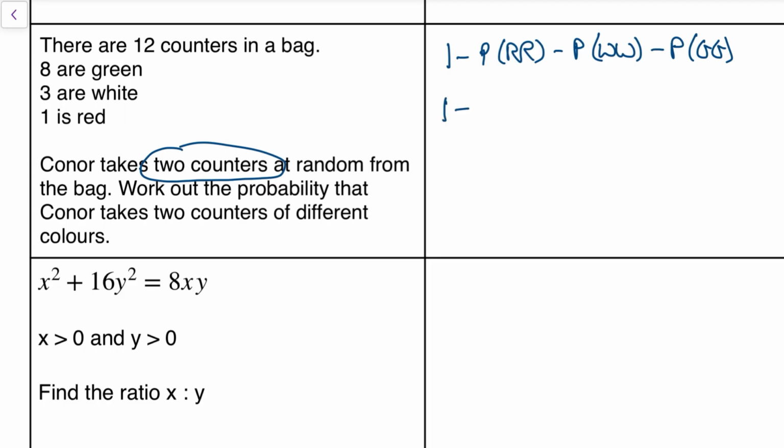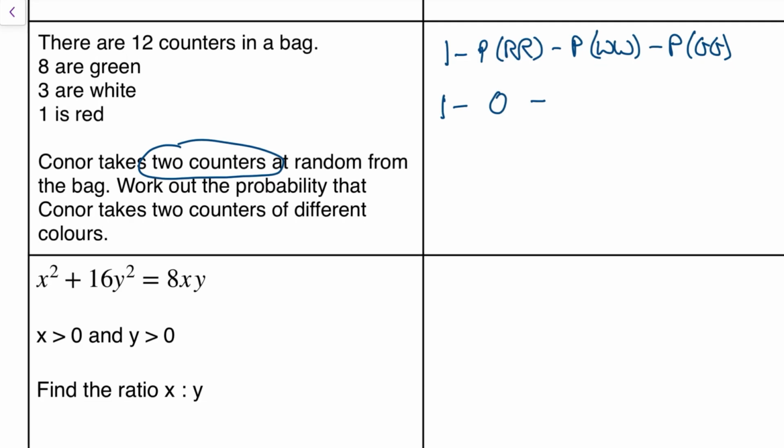That's going to be, now, I can actually just skip this first one, can't I? Because you can't have 2 red counters because there's only 1 to choose from. So that's 1 minus 0 because I can't have red and red. I can, however, have white and white. So white and white is 3 counters for the white divided by the original 12, multiplied by the remaining 2 counters times the remaining 11 in the bag. And then green and green, same idea, is 8 counters out of the original 12, multiplied by the remaining 7 counters out of the remaining 11.